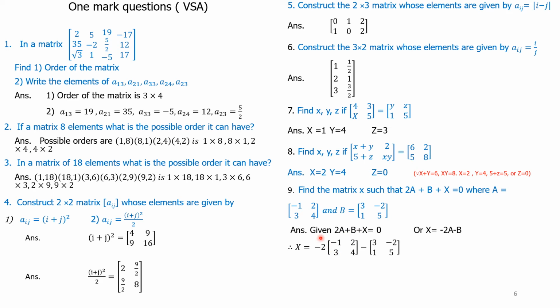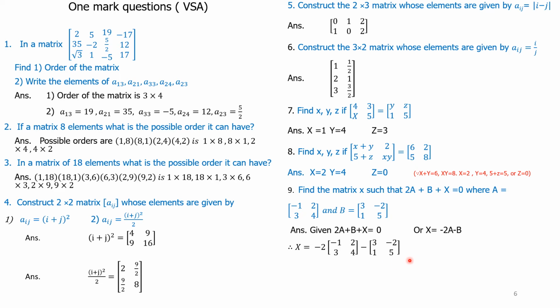-2 into 3. That means 2 is a scalar, and each element of the matrix has to be multiplied by the scalar. So -2 into 3 is -6, -2 into 4 is -8. Plus, if you take the minus as common, minus into minus becomes plus, and this becomes [[-3, +2], [-1, -5]].